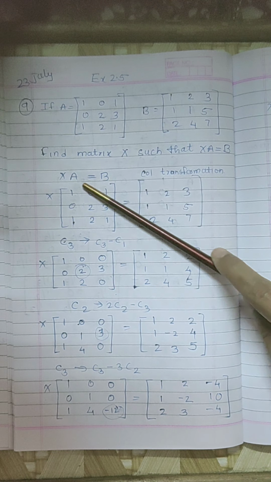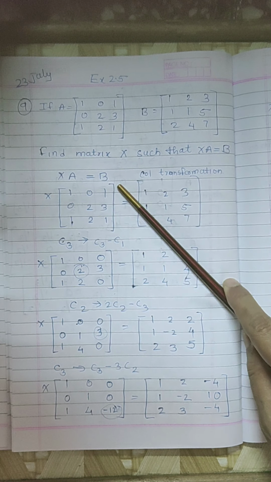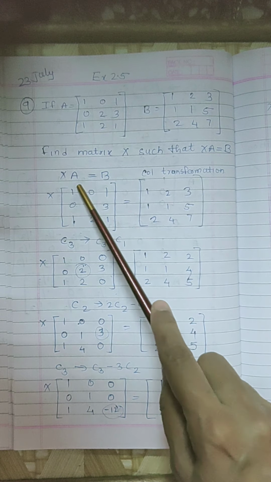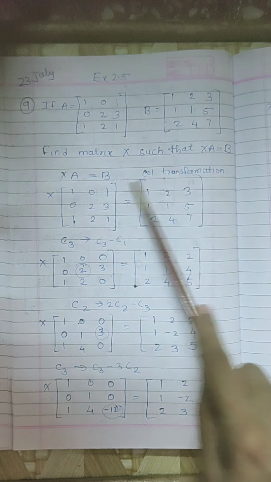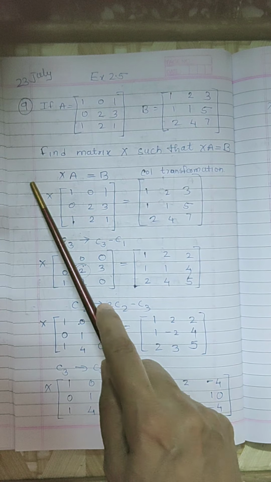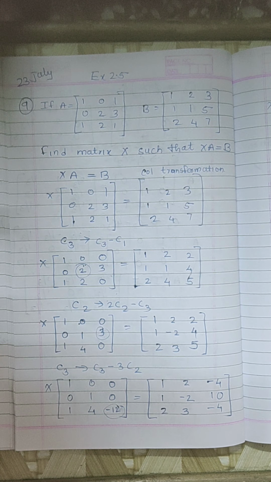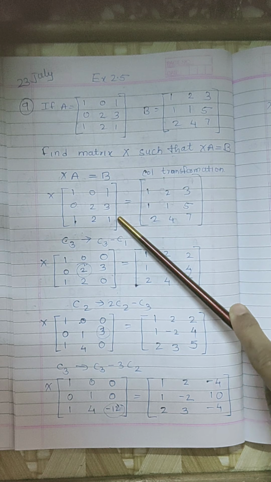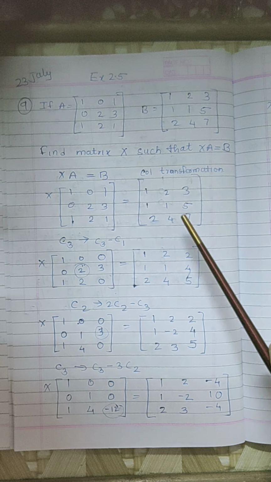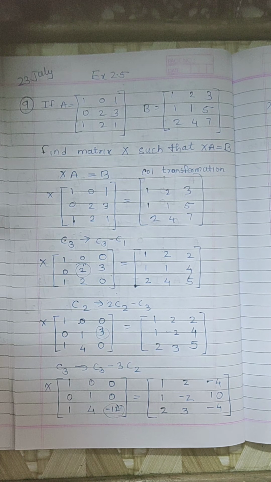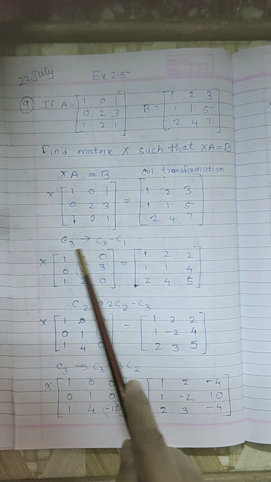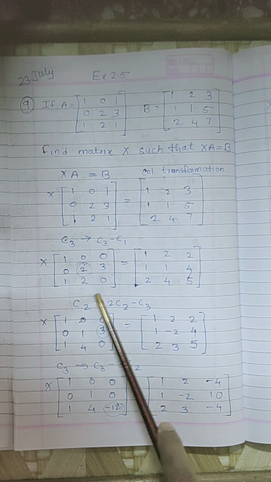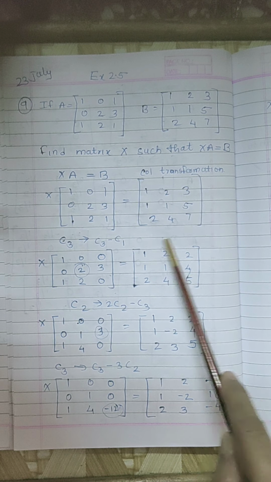First we'll write XA is equal to B. See, this A is on this side, so here we have to do column transformation. If A is on the other side, then you have to do row transformation. So write X as it is, matrix A, matrix B. Now by column transformation you have to make this the identity matrix. When you make this an identity matrix, it will become X is equal to this matrix.